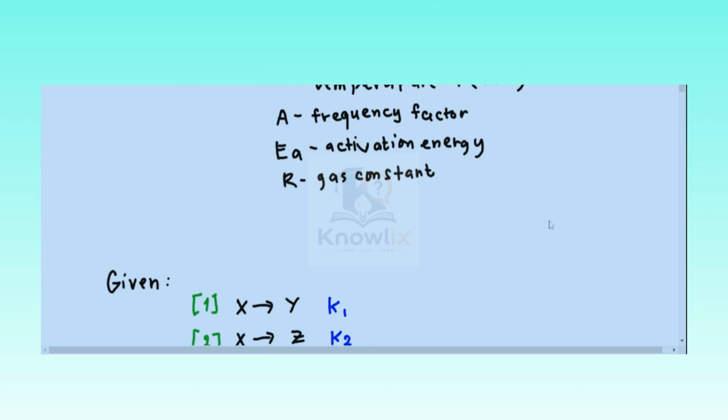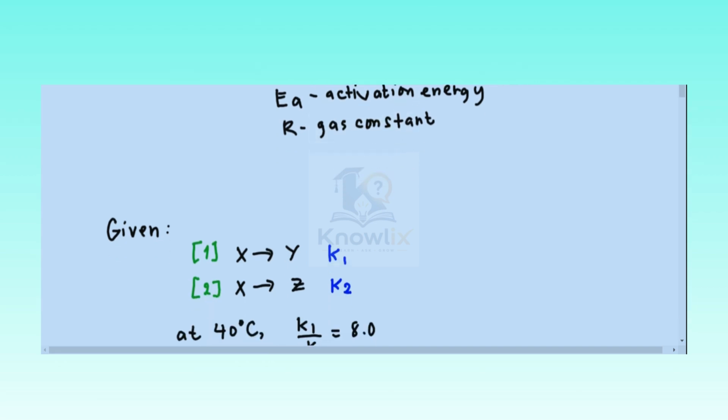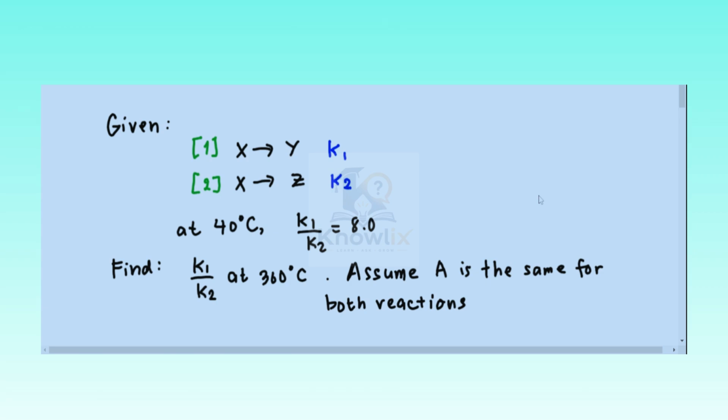Now let us suppose we are given two first-order reactions which are described as follows: X to Y and X to Z. The first reaction has a rate constant of k1, while the second has a rate constant of k2. It is found out that at 40 degrees Celsius, the ratio of k1 and k2 is equal to 8.0. Now we wish to find the ratio of k1 and k2 at 300 degrees Celsius. We assume that the frequency factor A is the same for both reactions 1 and 2.